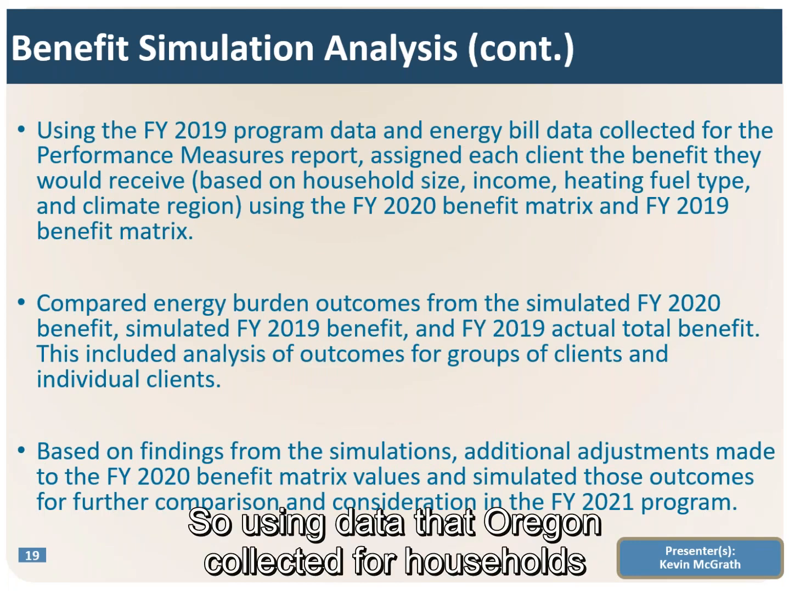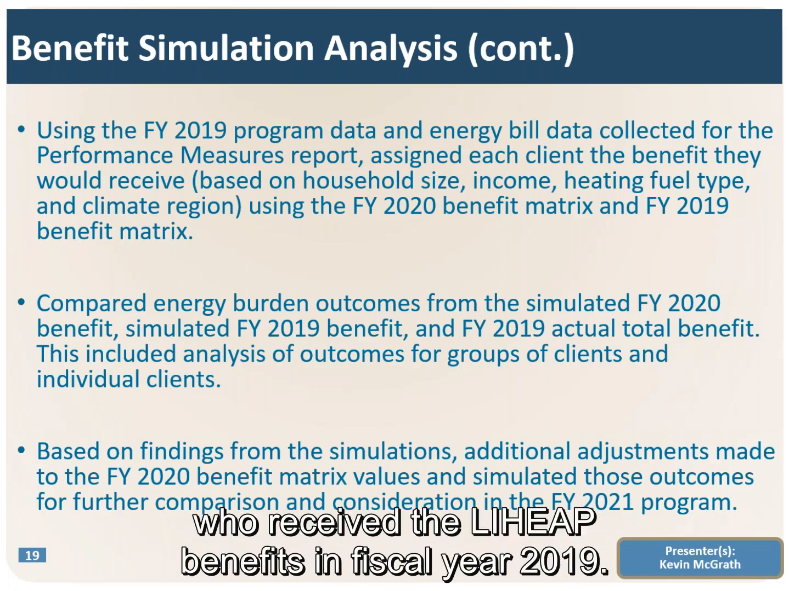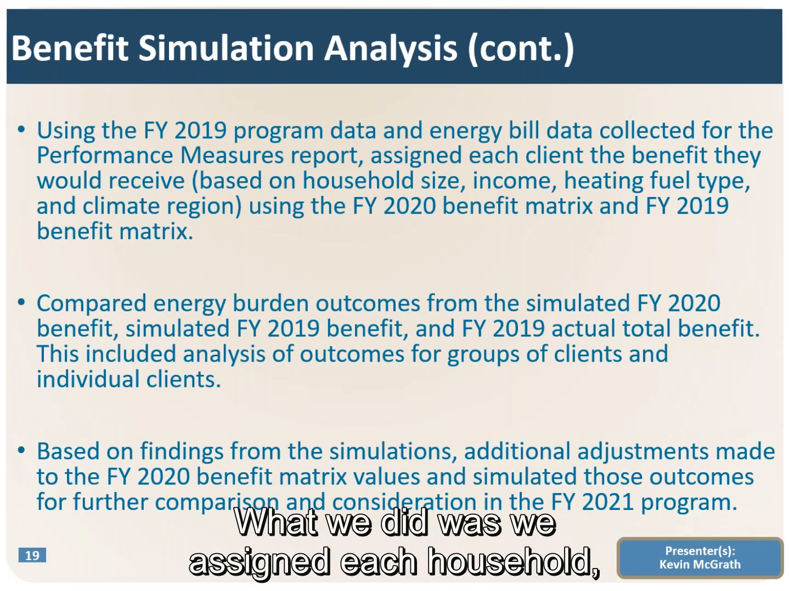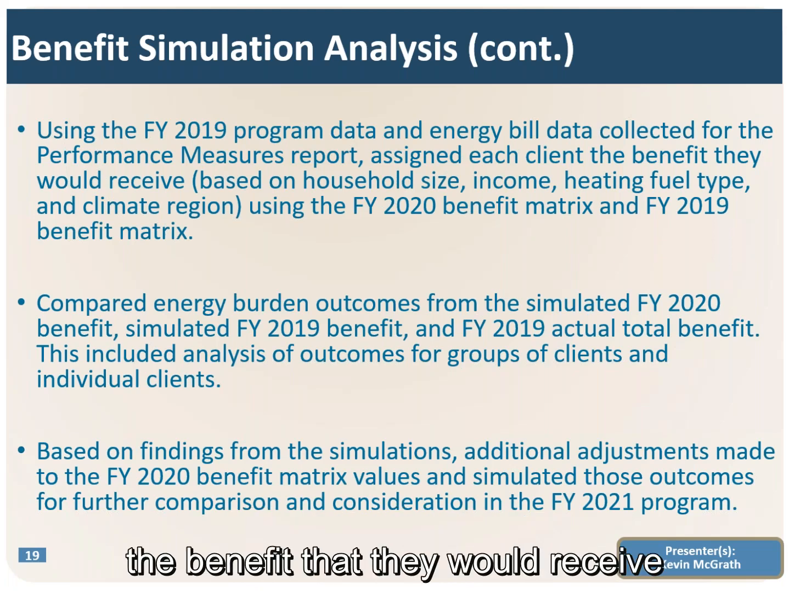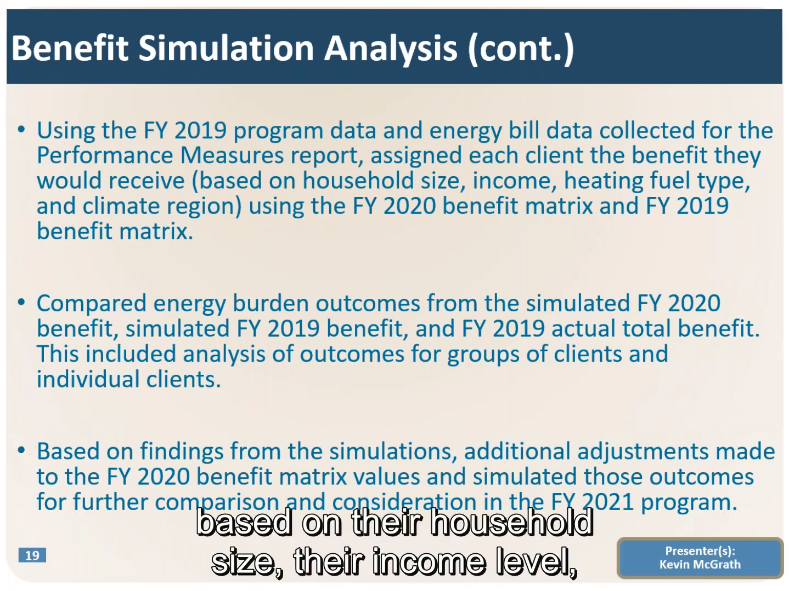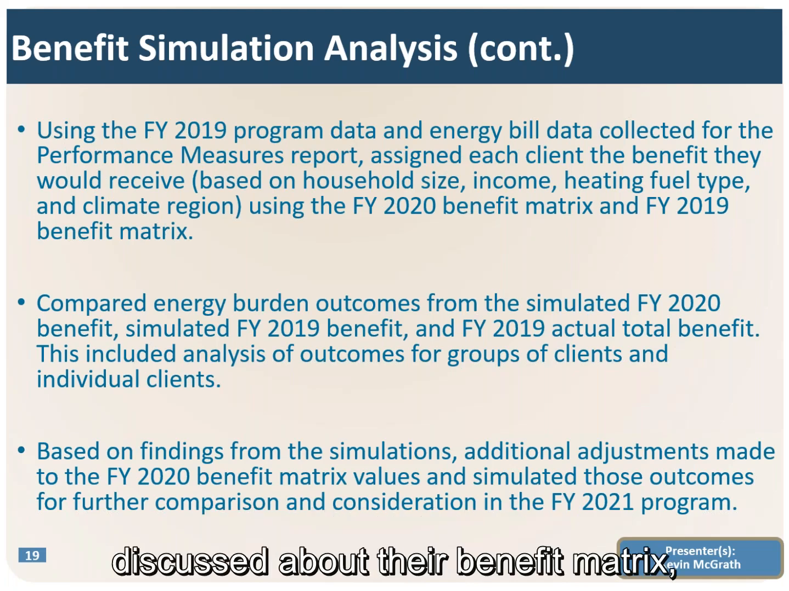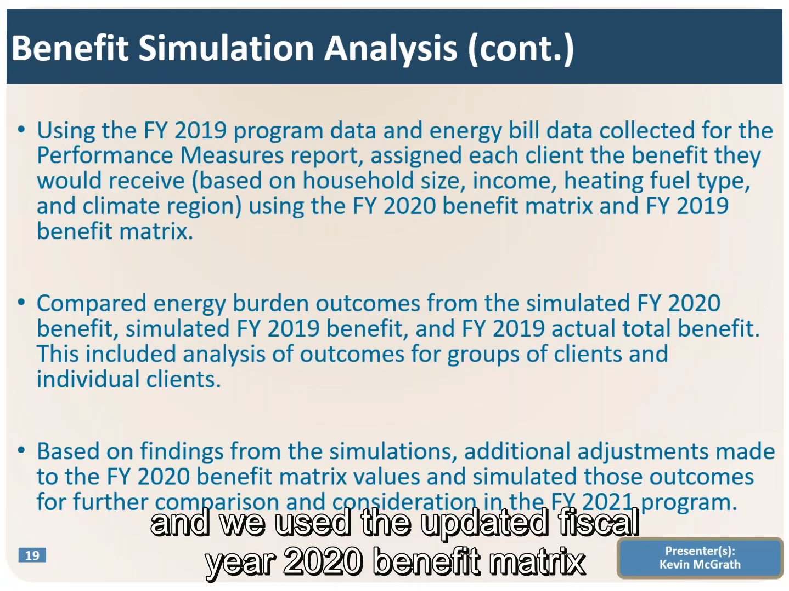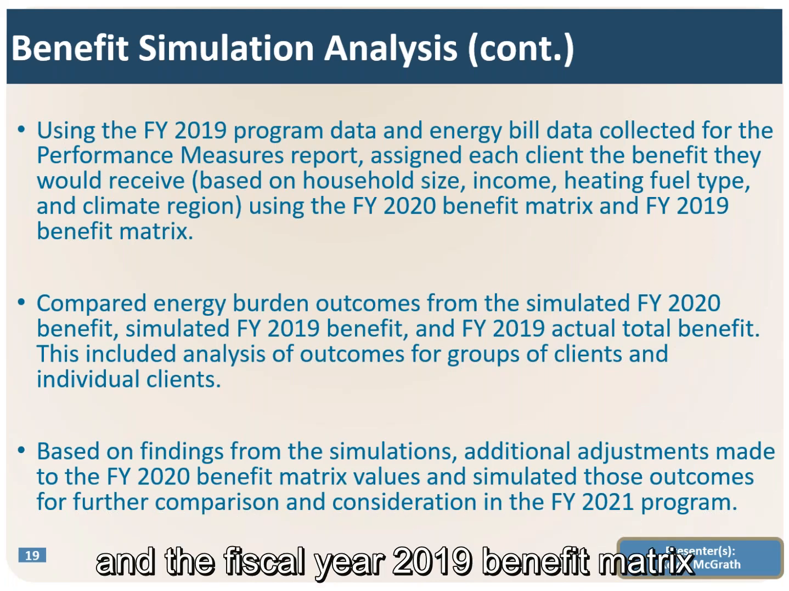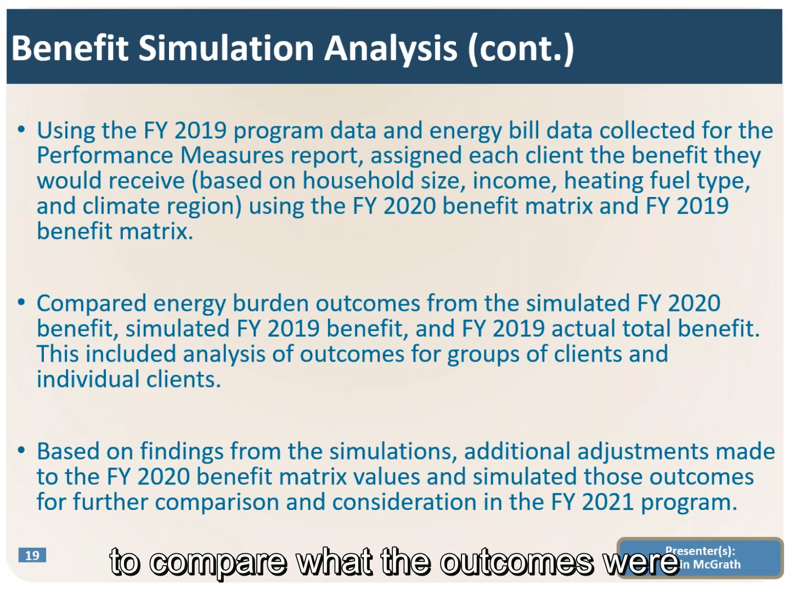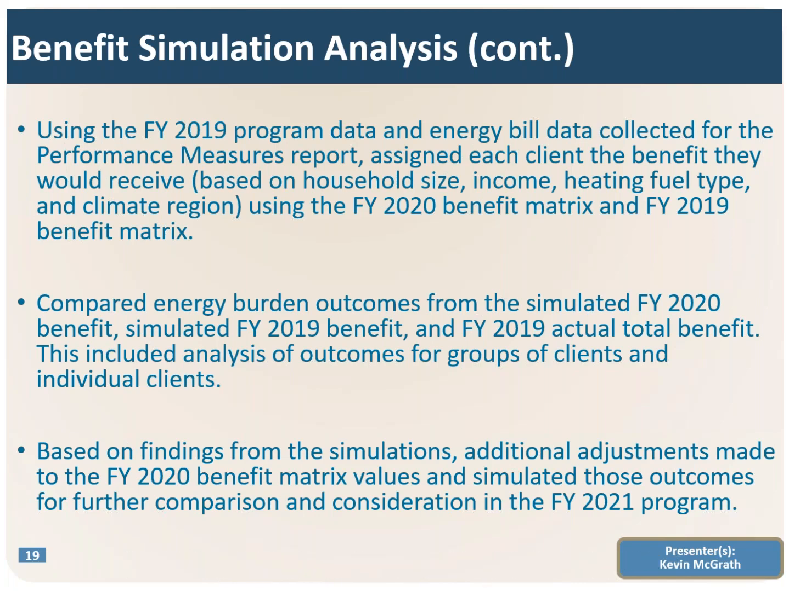So using data that Oregon collected for households who received LIHEAP benefits in fiscal year 2019, what we did was we assigned each household the benefit that they would receive based on their household size, their income level, their heating fuel type, and climate region, each of those dimensions that David and Lisa discussed about their benefit matrix. And we used the updated fiscal year 2020 benefit matrix and the fiscal year 2019 benefit matrix to compare what the outcomes were according to those two parameters.